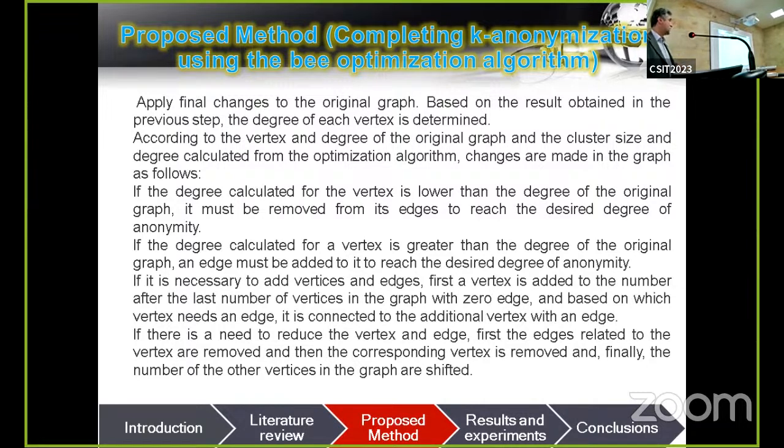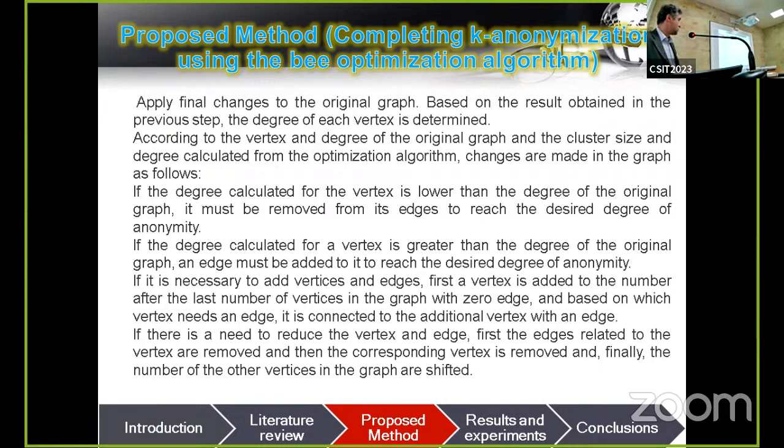If the degree calculated for a vertex is greater than the degree in the original graph, an edge must be added to it to reach the desired degree of anonymity. If it is necessary to add vertices and edges, first a vertex is added, numbered after the last vertex in the graph, with 0 edges, and then, based on which vertex needs an edge, it is connected to the additional vertex with an edge.